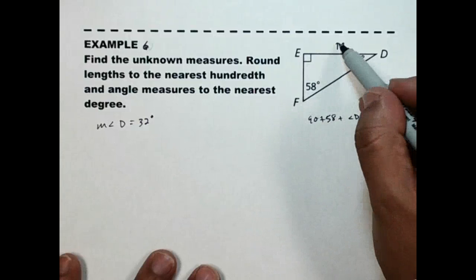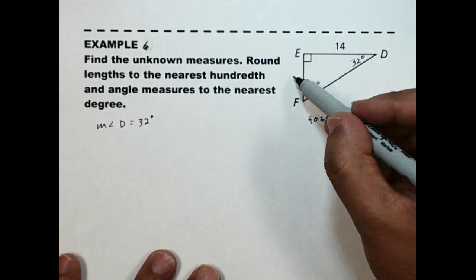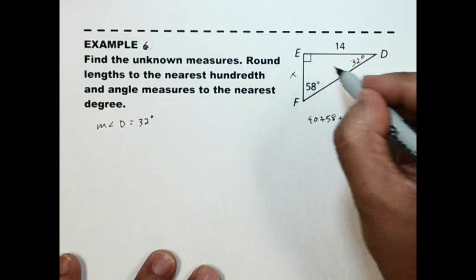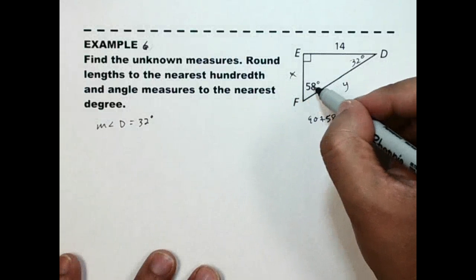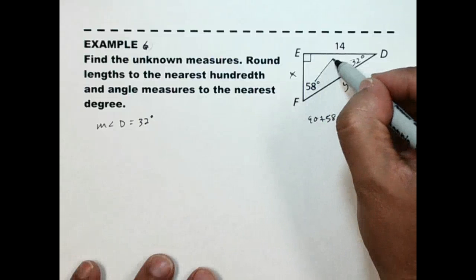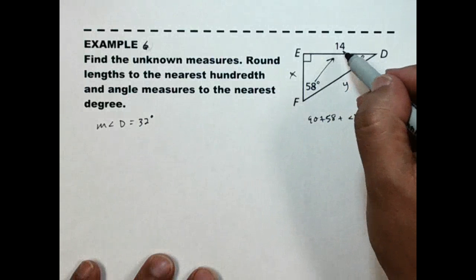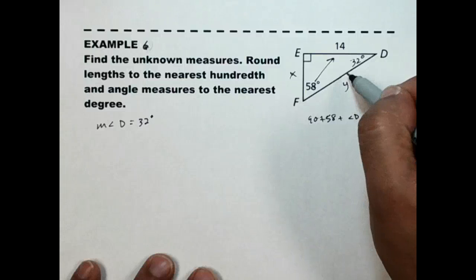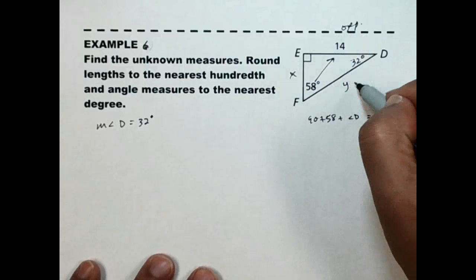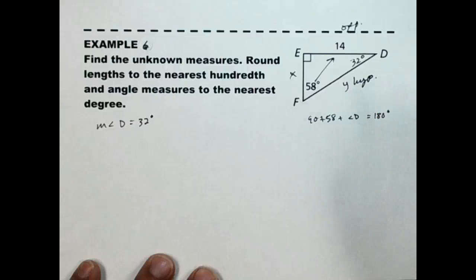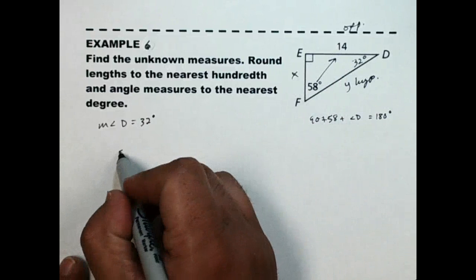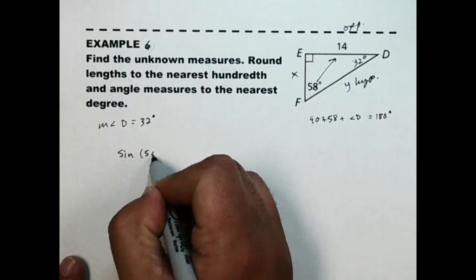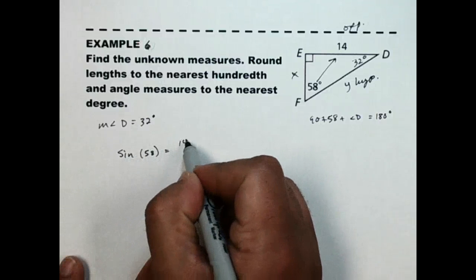Now what I want to do is go ahead and find these two sides. So let's let that be X and that be Y. I'm going to use the 58 as my reference angle. So this 14 is going to be opposite and Y is going to be my hypotenuse. So this would be opposite over hypotenuse. All right, so that's going to be my trig function sine. So the sine of 58 is equal to 14 over y.